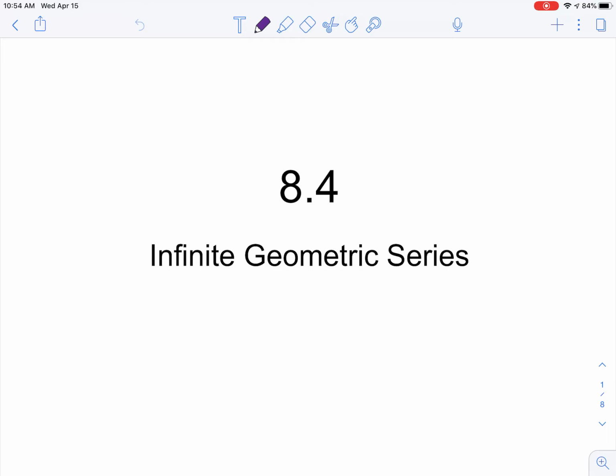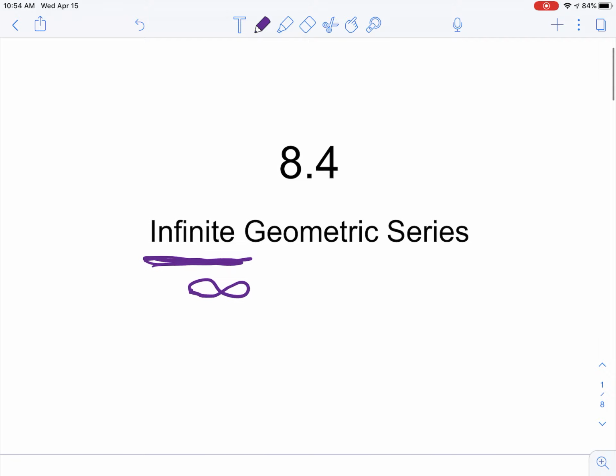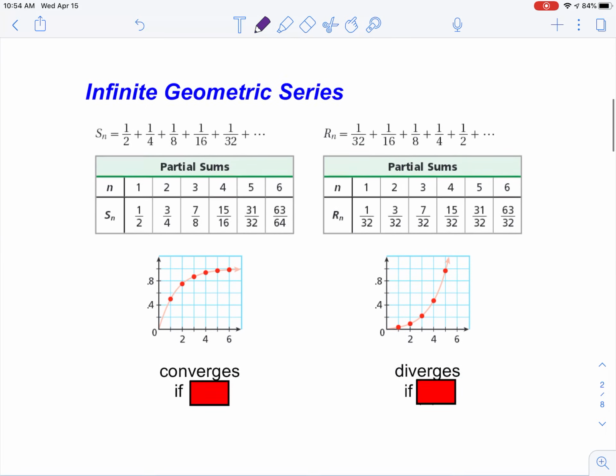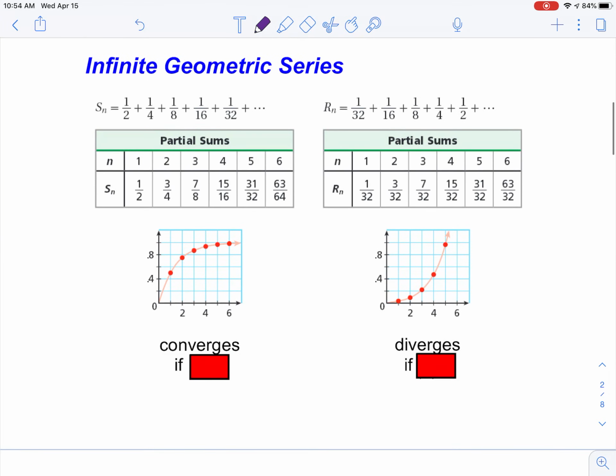All right, this is our last lesson of the year, so pay attention, take notes. We're looking at infinite geometric series today. Yesterday we looked at finite. They always had an end. You'd add up the first 6 terms, you'd add up the first 4 terms. Today we're looking at infinity. All right, so let's look at these 2 examples.